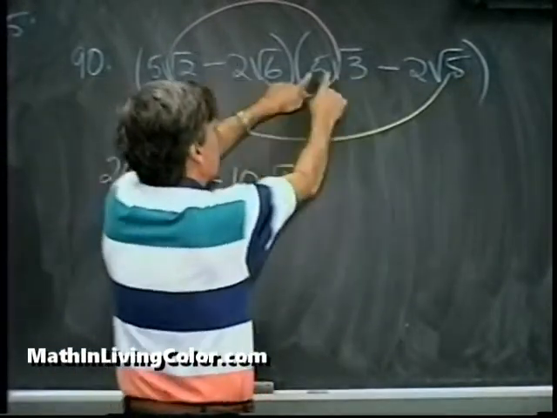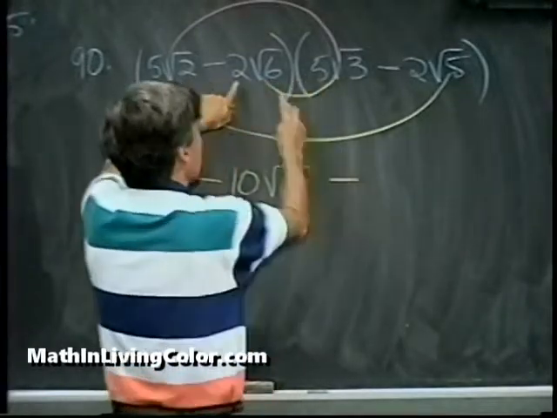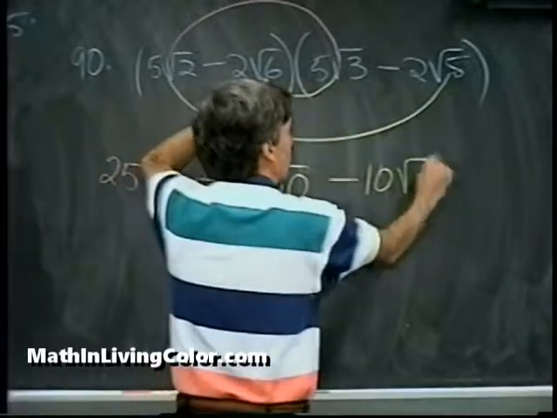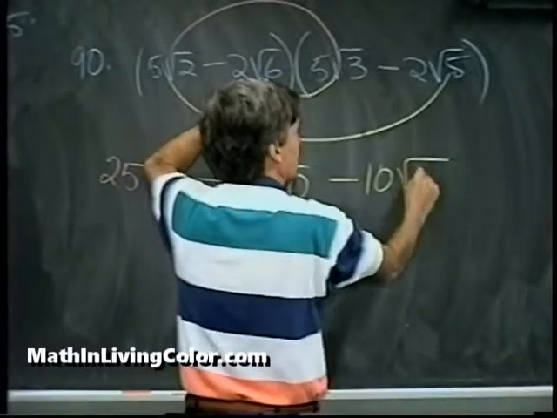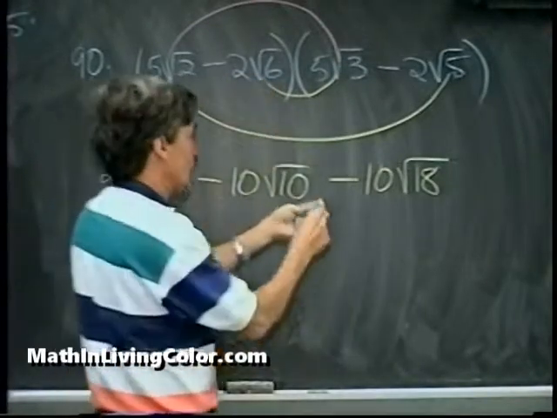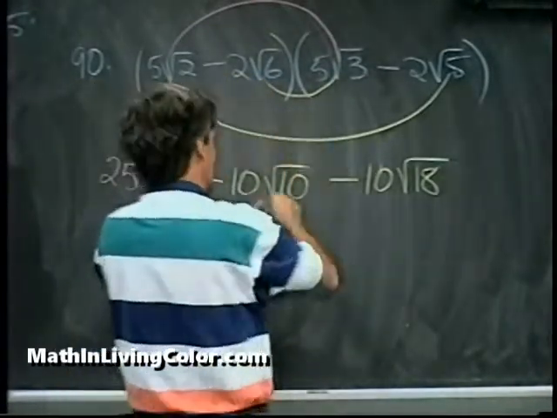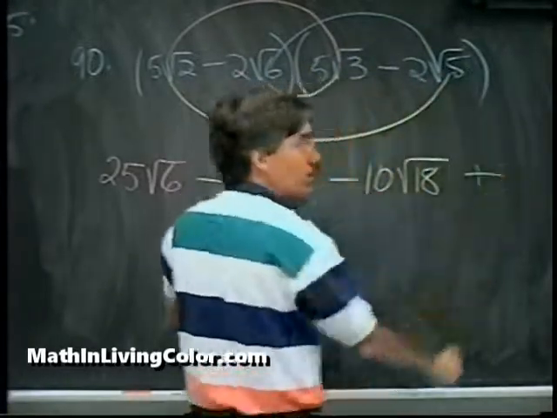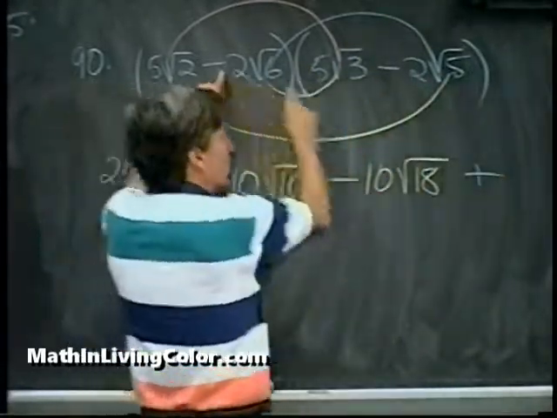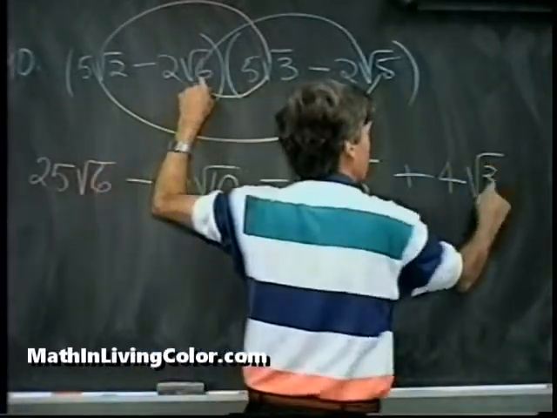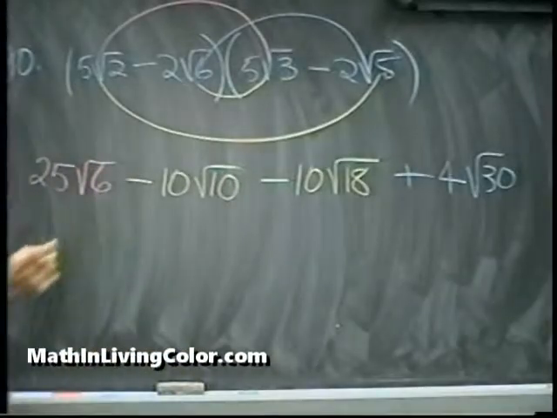Negative times positive is negative. 5 times 2 is 10. Square root of 18. Okay? And then the last times last, a negative times a negative is positive. 2 times 2 is 4. Square root of 30. Okay, now it looks like we're finished.